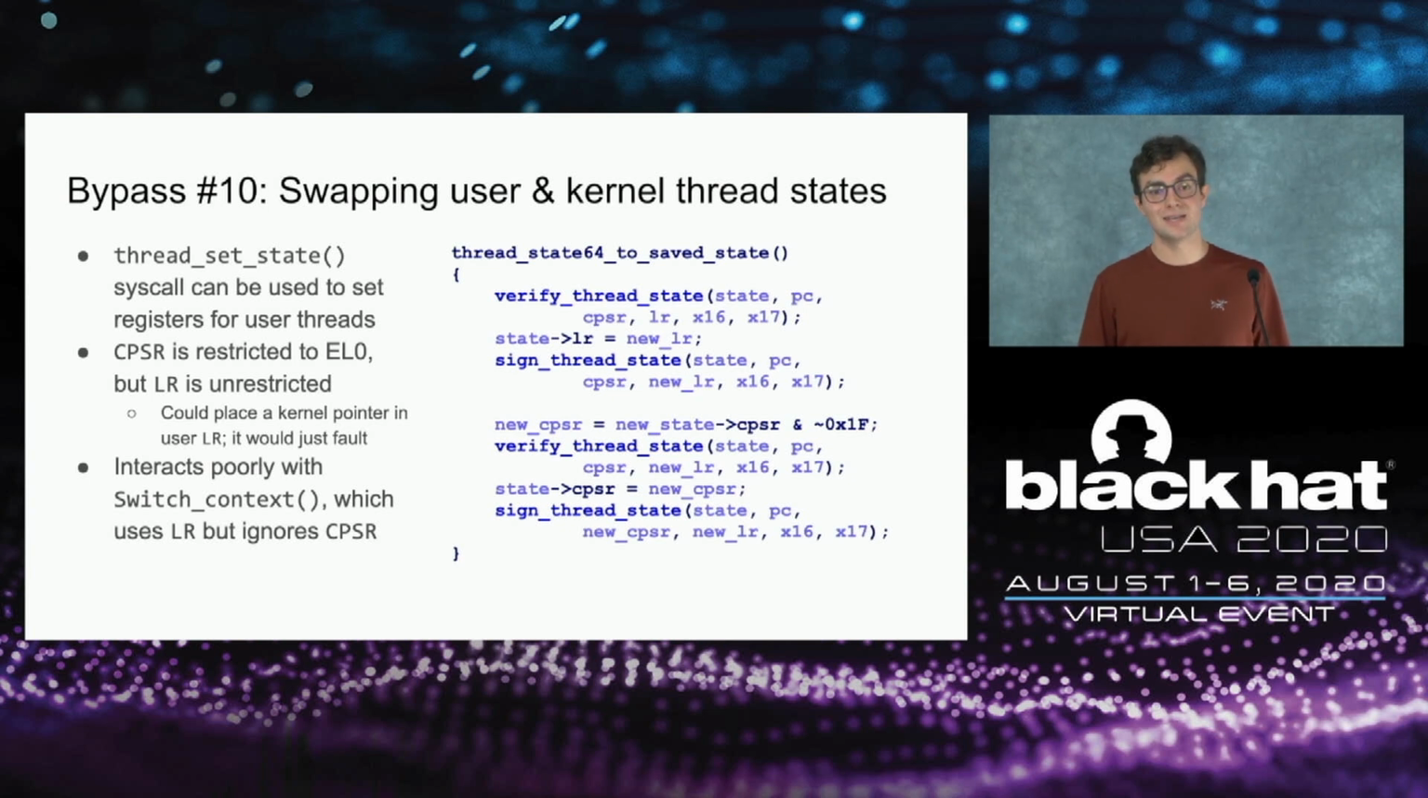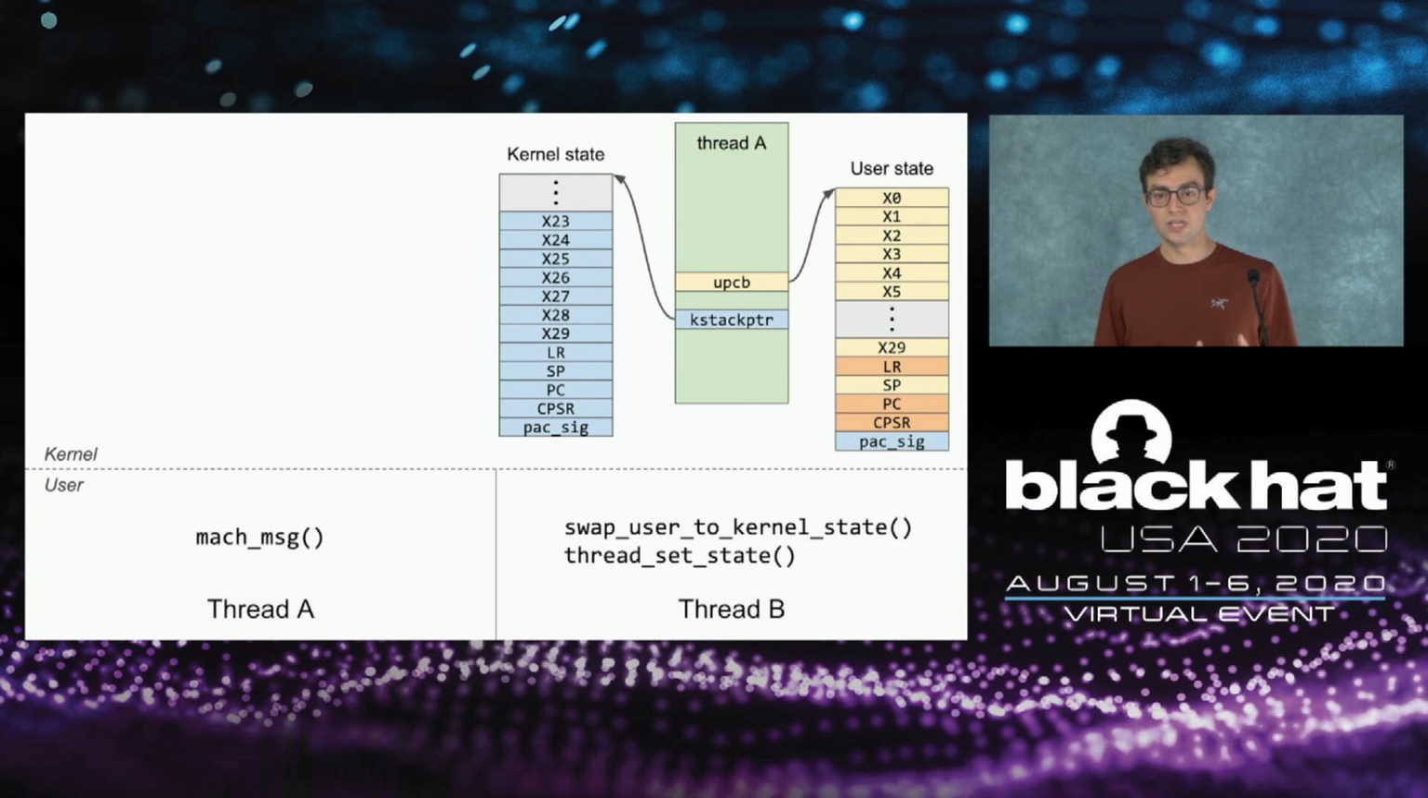You can't use thread set state to sign thread states that are then usable by exception return to violate kernel control flow integrity. Unfortunately, this is not at all the case if you were to reuse thread states signed via thread set state with switch context, because switch context really cares about the return address, but completely ignores CPSR. So this gives us a really lovely logical PAC bypass, which is very reliable, 100% deterministic. So once again, we're going to create two threads, thread A and thread B.